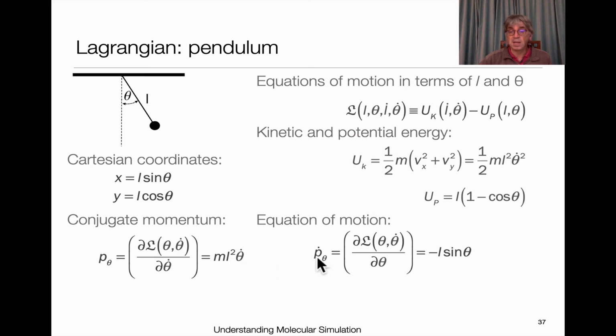The time derivative of the conjugate momentum p sub theta is simply the derivative of the Lagrangian with respect to theta, and that is minus m g L sine theta, which you simply get from this expression. So you see, we now have a very simple format of the equations of motion. If we then substitute this one in here, we basically get theta double dot, and this is something we can easily solve.